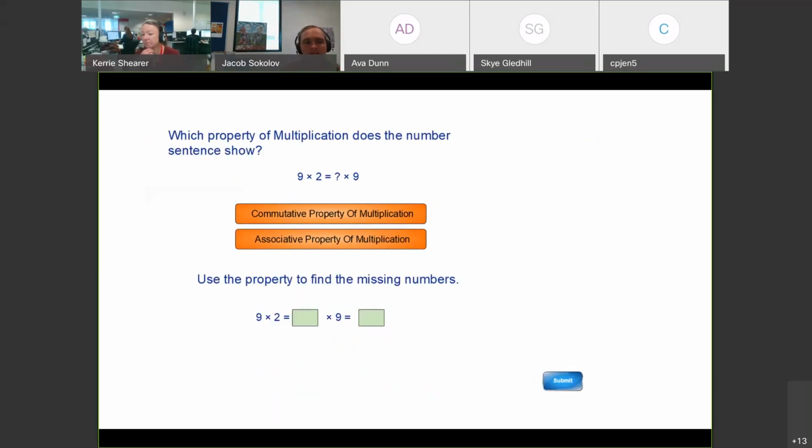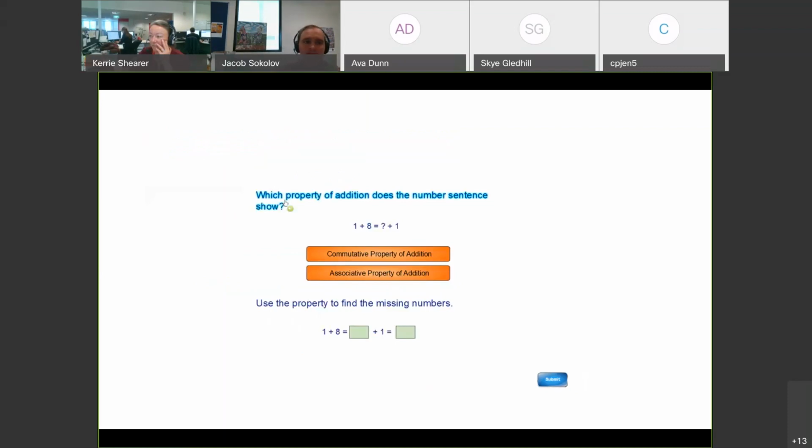Okay. Looking at this question, does it have brackets? Yes or no? In the chat. No. So if it doesn't have brackets and we're just rearranging the numbers, would it be associative or commutative? Yeah, it'll be commutative. Brilliant. Because commutative just means we're rearranging. What is the missing number? 2. Brilliant. And 2 times 9 gives us what, guys? 18. Awesome. All right. Next one.